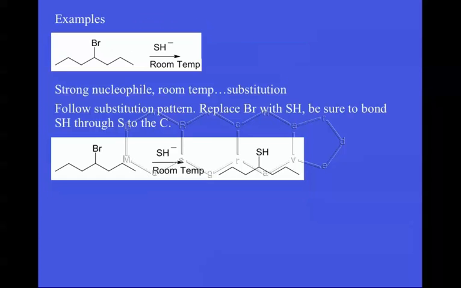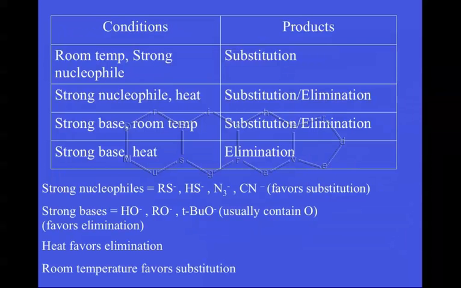All in all though, you can look at this and you can say, well, anything with an O negative is going to be a strong base. Anything with an O negative will therefore favour elimination. All the other nucleophiles we'll deal with, I guess you can consider those to be strong nucleophiles. The other factor that's important is that heat will favour elimination as well, and room temperature will favour substitution.